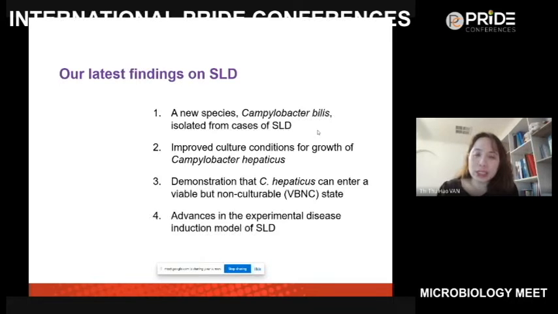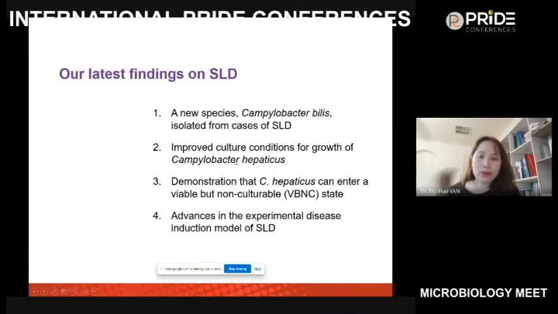But then we did the genome sequencing, and when we did the assembly, like the routine one, we found the genome is different. It has a higher GC content. Hepaticus has only 28%, and this one has 30%. Then we did other tests to confirm that it's a new species. So different species causing the same disease, like in humans as well. Campylobacter jejuni and Campylobacter coli are different species, but they both cause disease in humans.